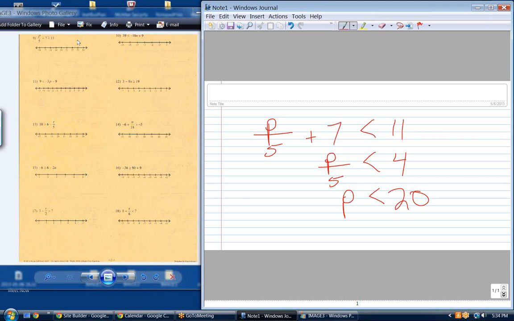Okay, and how do we graph that? So we would start at 20 with an open circle. And then you would go to the left. You got it. Cool.